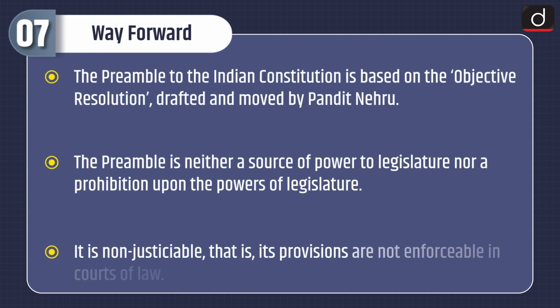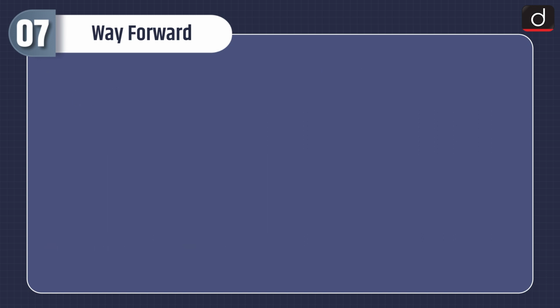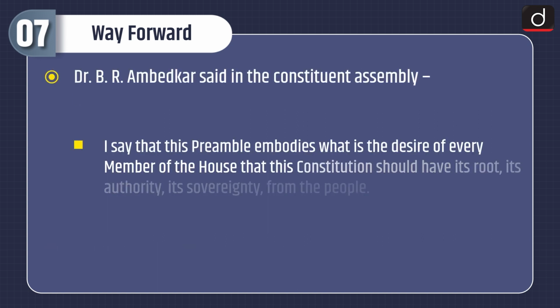The Preamble to the Indian Constitution is based on the Objectives Resolution drafted and moved by Pandit Nehru. The Preamble is neither a source of power to the legislature nor a prohibition upon the powers of the legislature. It is non-justiciable, that is, its provisions are not enforceable in courts of law. Dr. B.R. Ambedkar said in the Constituent Assembly, "I say that this Preamble embodies what is the desire of every member of the House, that this Constitution should have its root, its authority, its sovereignty from the people."